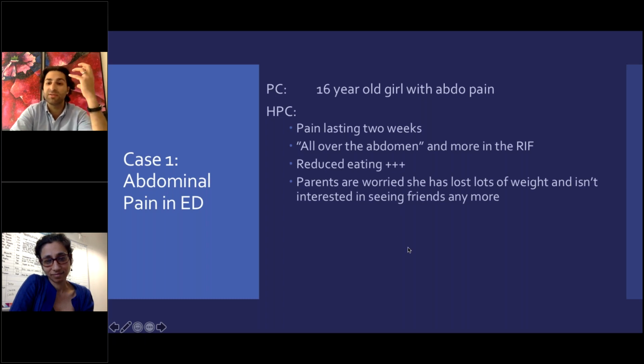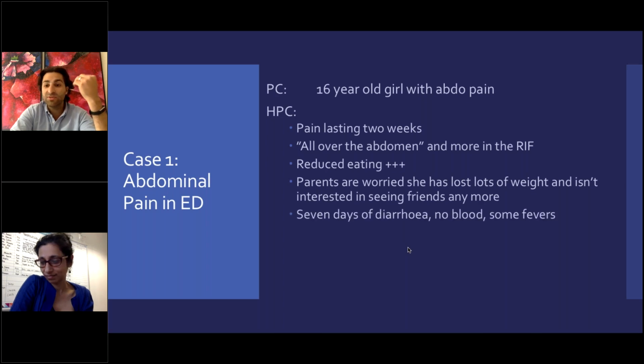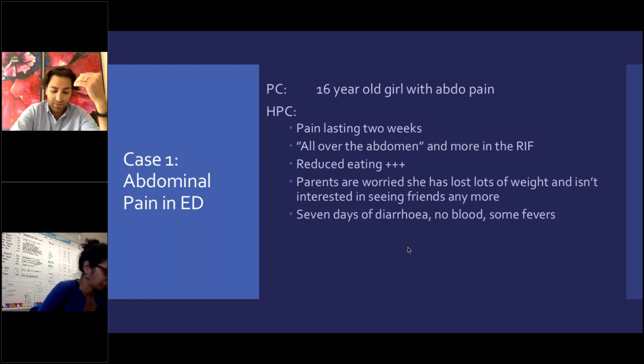Her parents are worried in terms of associated symptoms that she's lost a lot of weight recently and she's not interested in seeing her friends as much anymore. She's isolated herself for non-COVID reasons. Associated with the pain, she's had 7 days of diarrhea, loose stools with no blood, and she had some fevers at the beginning of this.